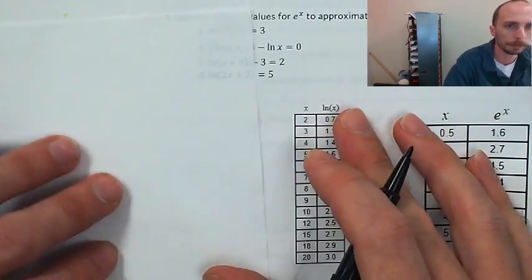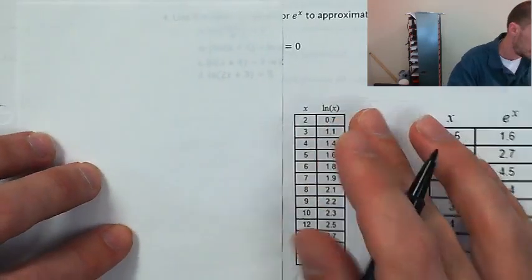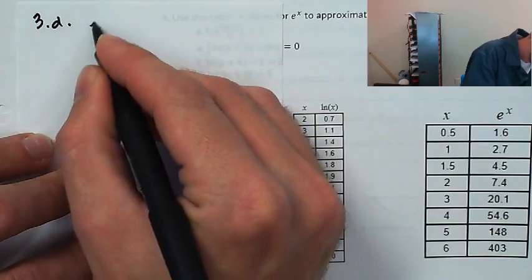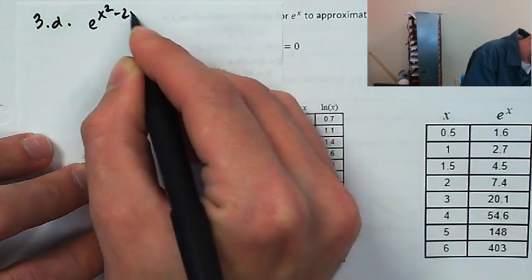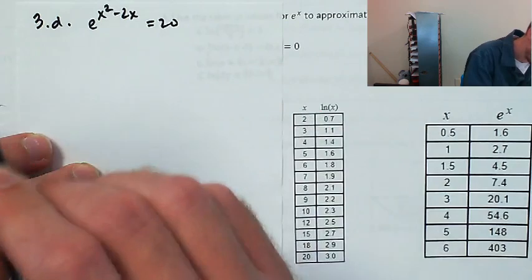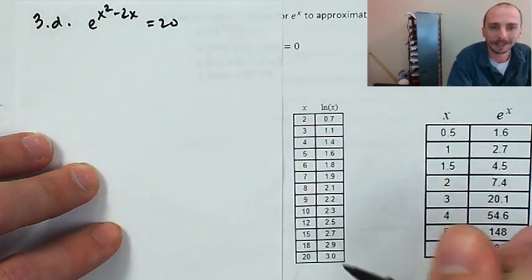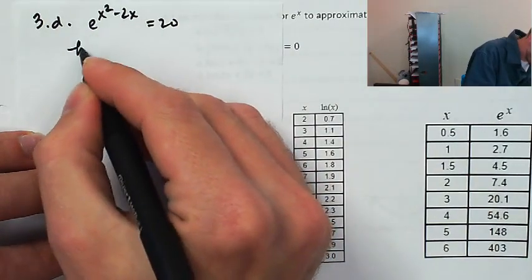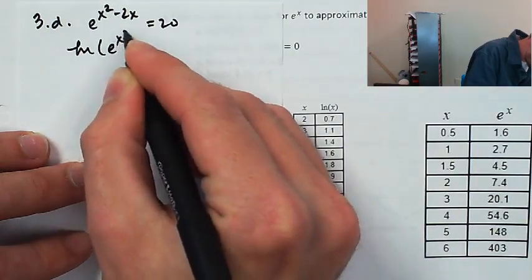Yeah. Wait, no. There. 3D. e to the x minus 2x equals 20. How's this going to work? Oh, okay, because it was 3.0. Okay, we're just going to assume that's 3. So I'm going to take the natural log of both sides.